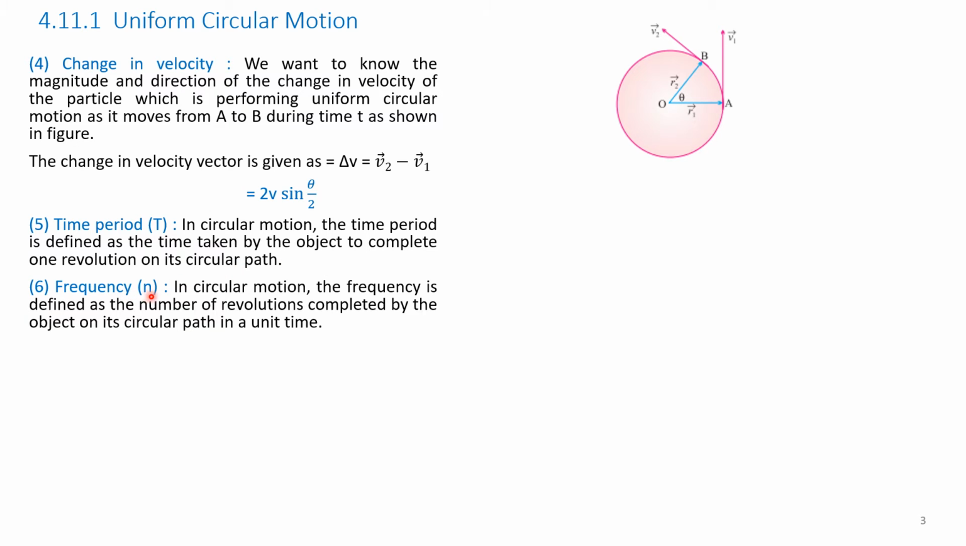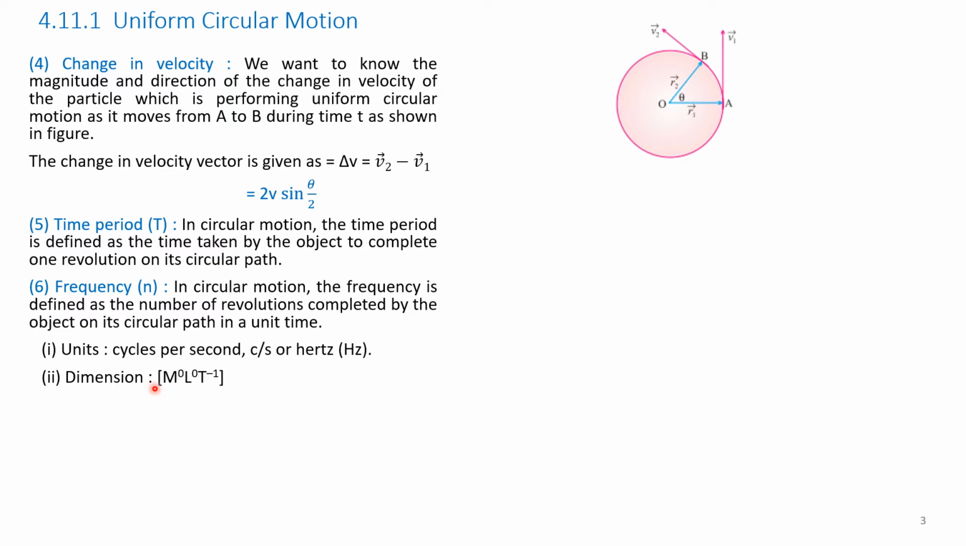Frequency is represented by n. In circular motion, the frequency is defined as the number of revolutions. Please note, it is the number of revolutions completed by an object on its circular path in unit time. That is, it is the number of cycles per second. Its unit is cycles per second or C/S or hertz. We use these terms very frequently in AC circuits and radio communication, wireless communications.